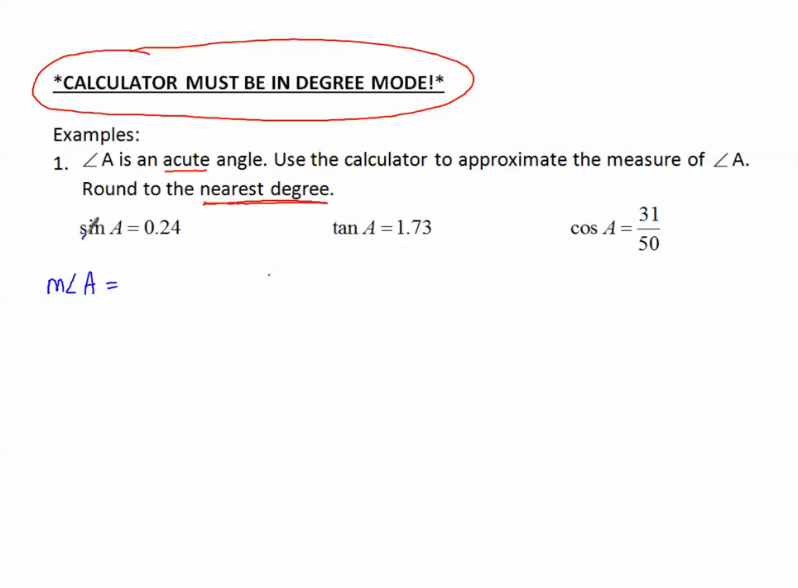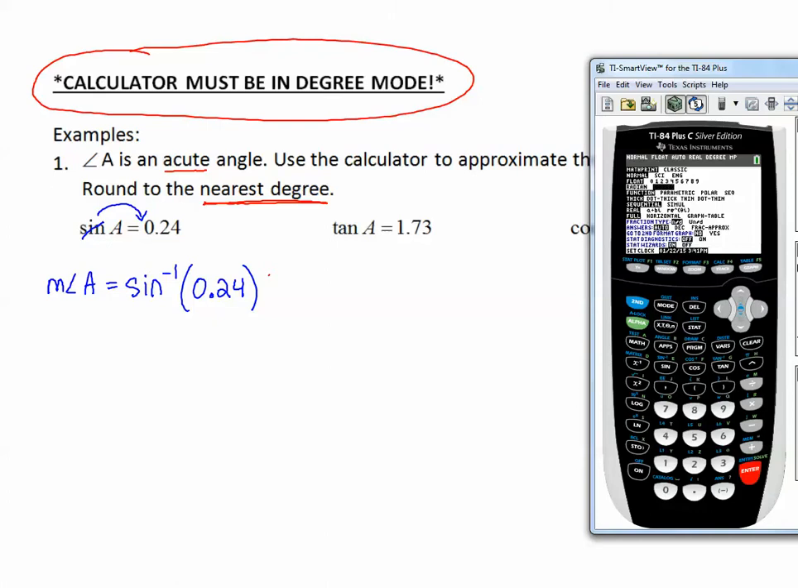So how do I move sine to the other side? Inverse. Inverse sine of 0.24. Now we go to our calculator after we write that. Do you see the sine button? Here's sine, cosine, and tangent. Above the sine, it says sine to the -1.